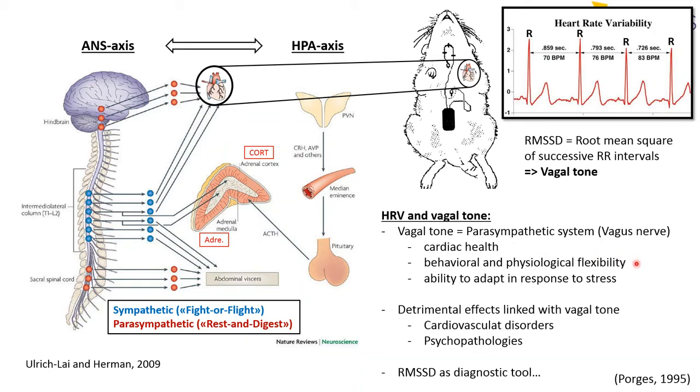But more interestingly, it has been shown that resting values of vagal tone have been related to cardiac health, and also to the fact that an organism might be able to adapt flexibly to threat and to stress. And it is a good marker to see the physiological flexibility and the response to stress through the heart.